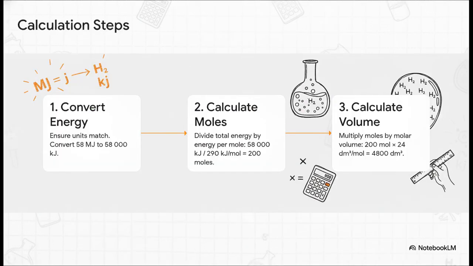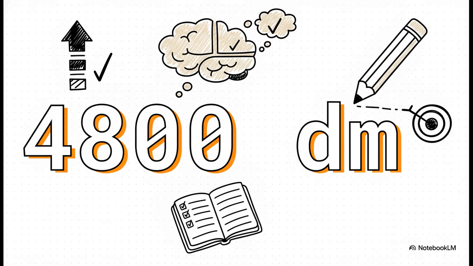Let's build our answer. Step 1, and this is super important, watch your units. They give you energy in megajoules and kilojoules. That's a classic trap. So first things first, we convert 58 megajoules into 58,000 kilojoules. Now we're talking the same language. Okay, step 2, how many moles do we actually need? We just divide the total energy we need by the energy we get per mole. So 58,000 divided by 290 gives us a nice round 200 moles. Almost there. Step 3, find the volume. We've got 200 moles, and we know each one takes up 24 cubic decimeters, so we just multiply those two together. And bingo! Our final answer is 4,800 cubic decimeters.